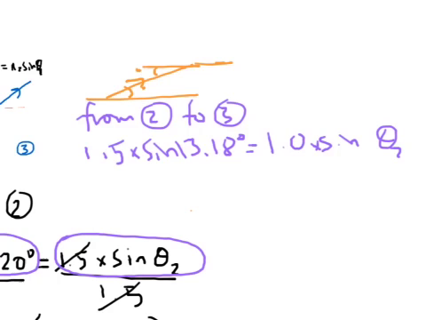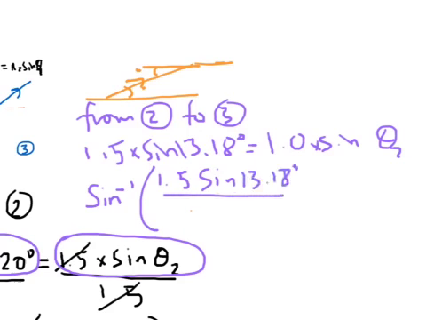Skipping straight to the final stage, because the working is the same. This is inverse sine function of 1.5 sine 13.18 degrees over 1.0 equals theta 2, which is the right hand side furthest most one.